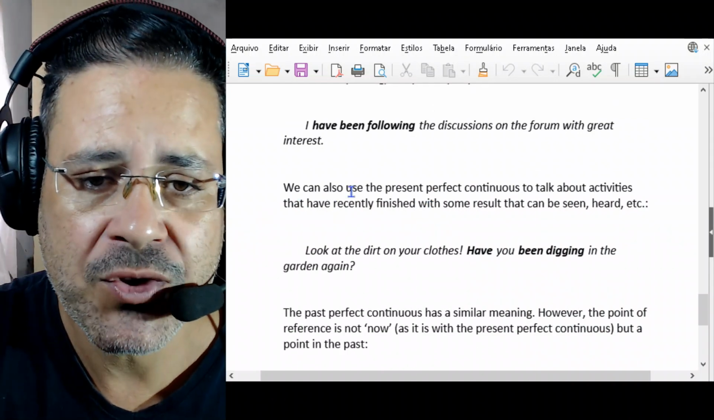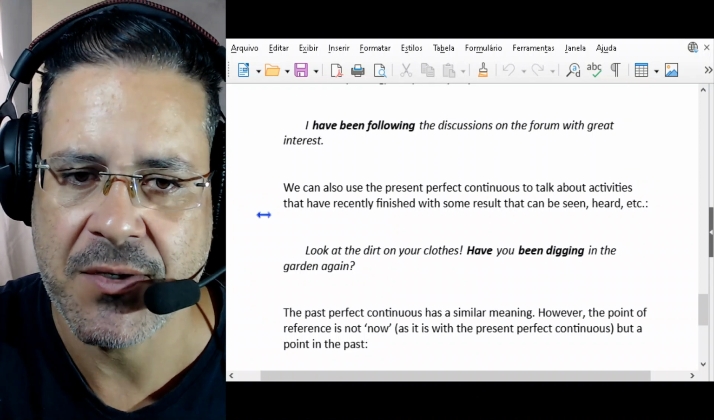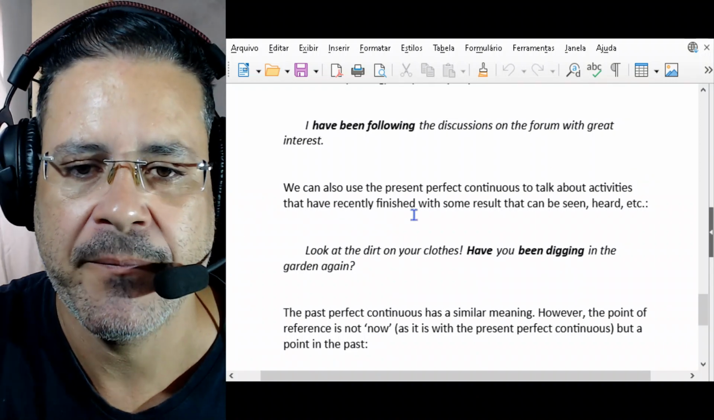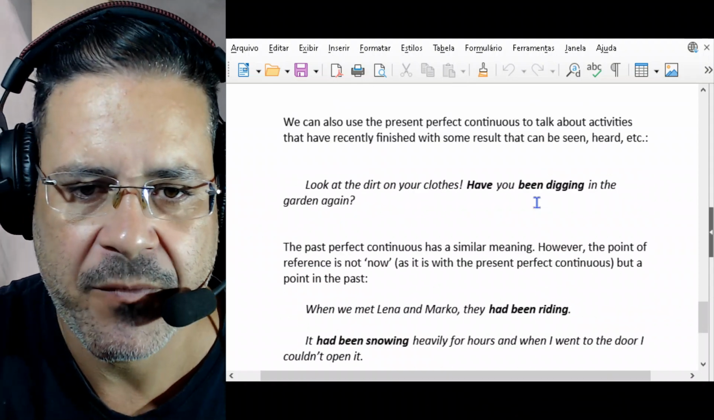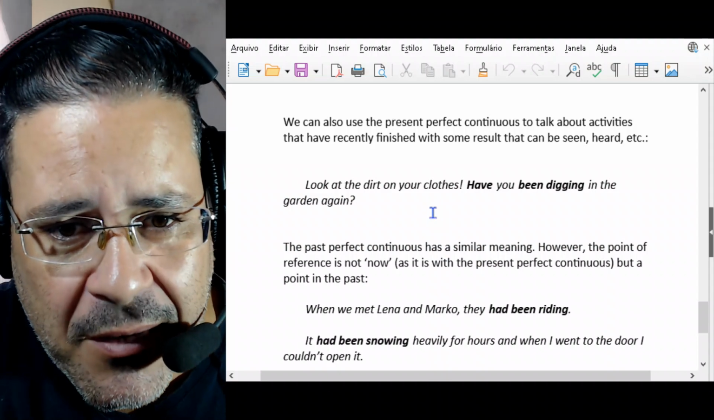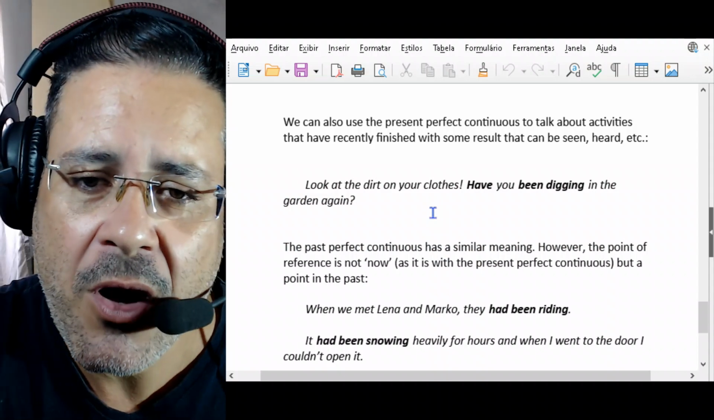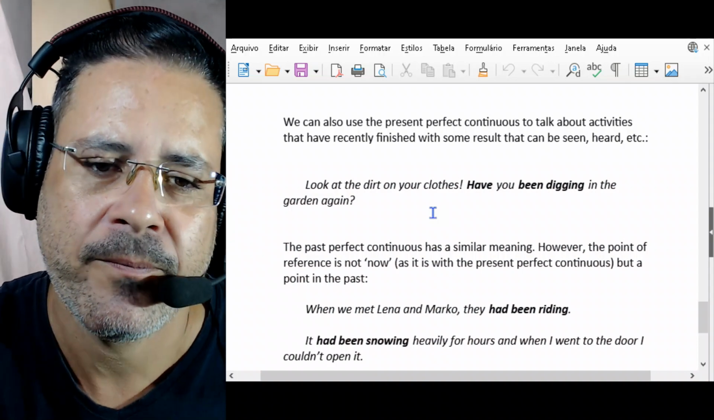We can also use the present perfect continuous to talk about activities that have recently finished with some result that can be seen, heard, etc. For example, look at the dirt in your clothes. Have you been digging in the garden again?